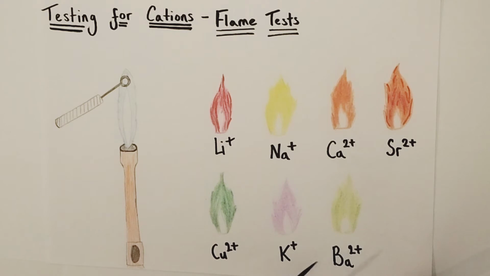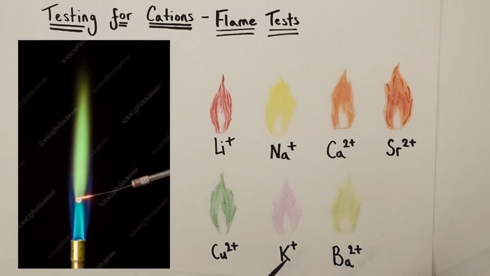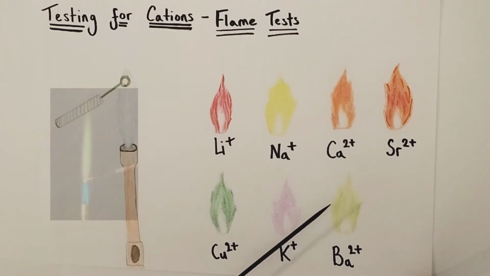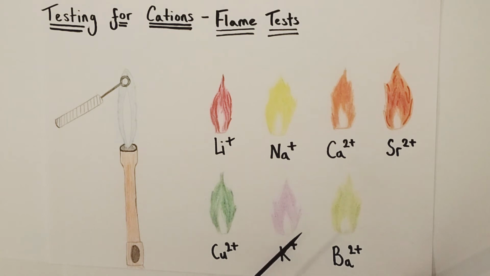And finally, barium 2+ ions give what is known as an apple green flame. Again, quite hard to spot, so my colour here is sort of a yellow and green mixed together. It's quite a light green colour, but it is most definitely there if you look closely.